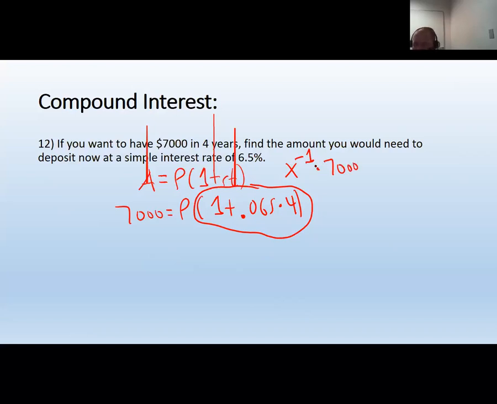And so if we do all that, I'm going to put this into the calculator. And so we calculate that P is $5,555.56. Okay, so does anybody have any questions there?